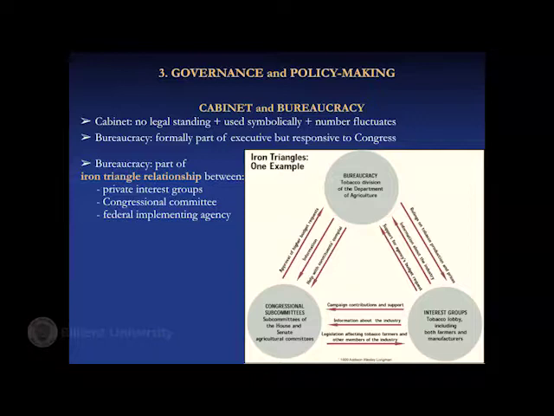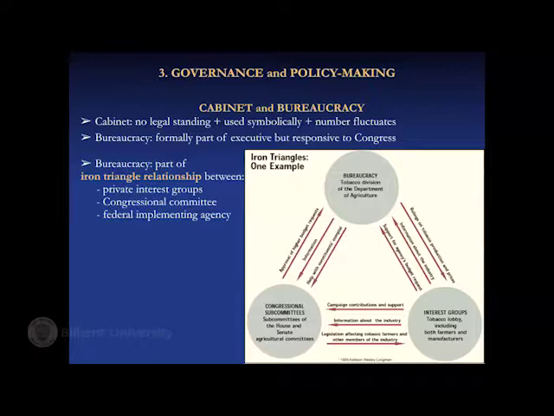Bureaucracy is formally part of the executive, but responsive to the Congress, because top appointments have to be approved by the Congress. So it is the Congress which shapes the president's executive arms. In that respect, they need to work with one another very carefully.